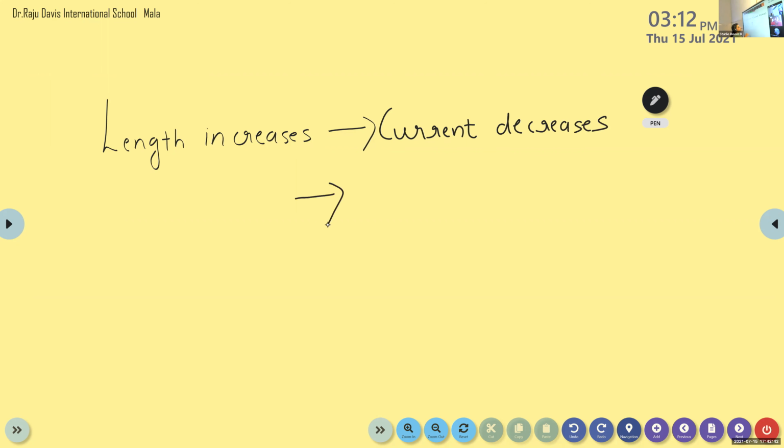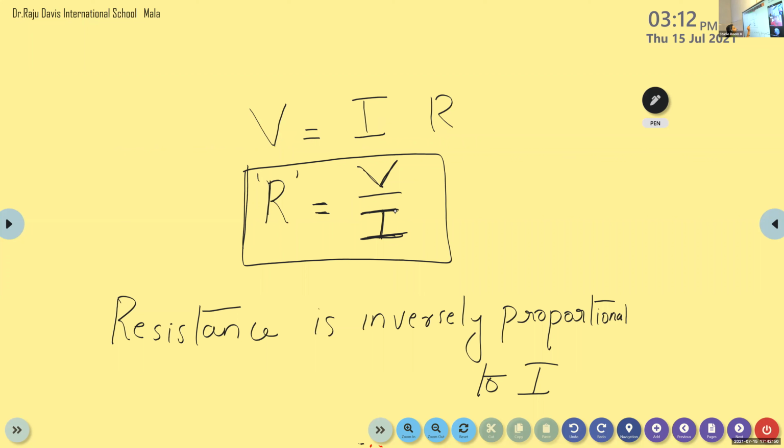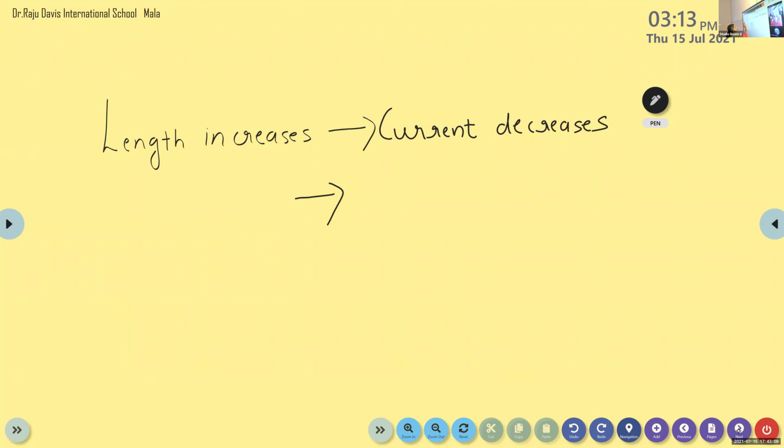So can you guess what happens to our resistance? Here current decreases. When current decreases, what happens to resistance? Increases. Resistance increases because resistance is inversely proportional to current. That is, if current increases, resistance decreases, or vice versa. If current decreases, resistance increases. So here, whenever the length of the wire increases, the current decreases, which also implies the resistance increases.